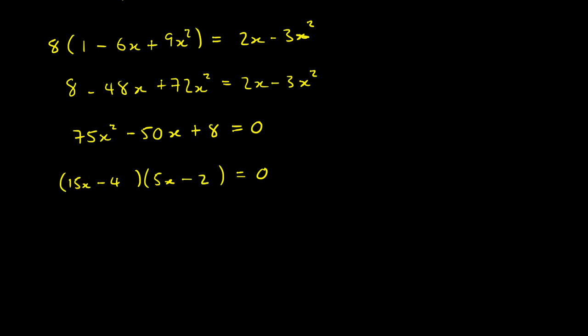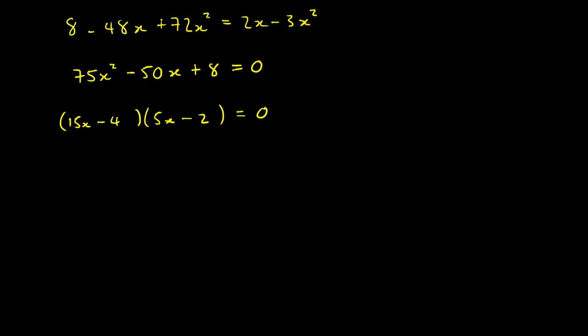So 15x times negative 2 is negative 30x, and negative 4 times 5x is negative 20x. So negative 30x minus 20x is negative 50x. So that all works. And that means we've got two solutions, right? Either 15x minus 4 is equal to 0, in which case x is equal to 4/15, or we've got 5x minus 2 is equal to 0, which means that x is equal to 2/5.